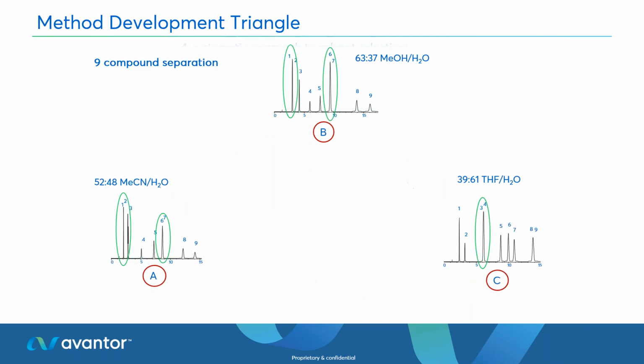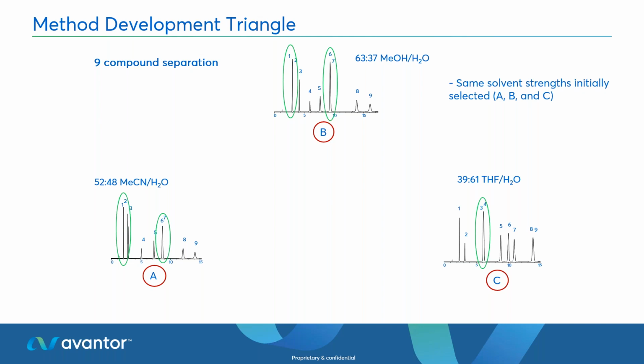In this example here, for example, we had 3 attempts at separating our 9-component mix. So here we've maintained the same solvent strength in each case. That's why you can see there's a different percentage organic in each application. And unfortunately, we've got coelution of peak pairs in every run. So that was unfortunately not a nice, straightforward method development. The best thing to then do is to try and blend some of these solvents.